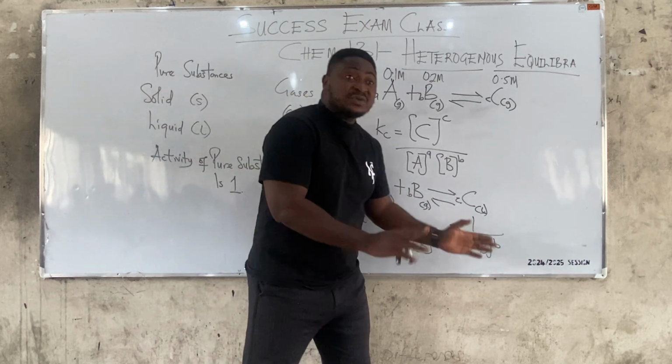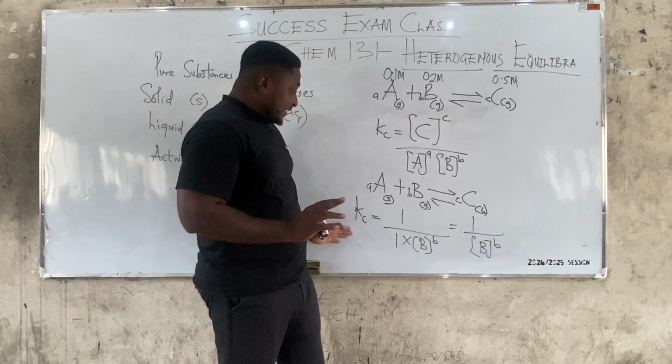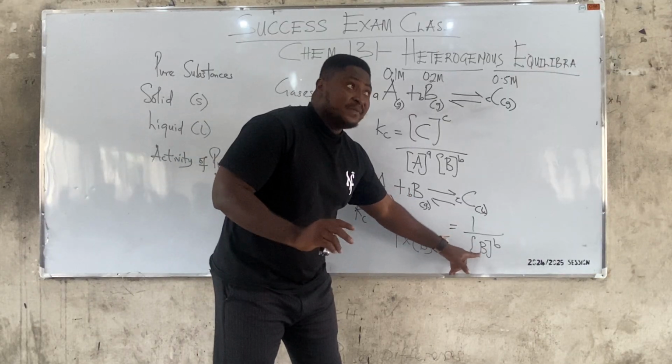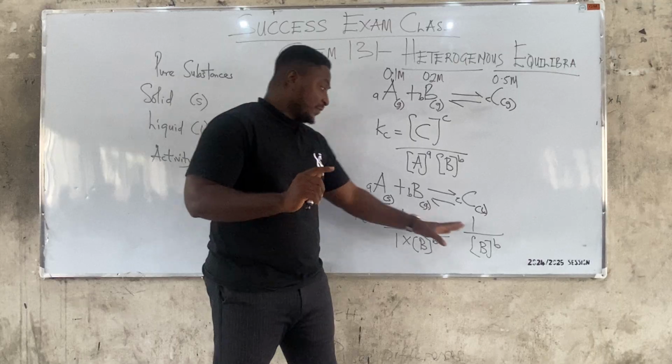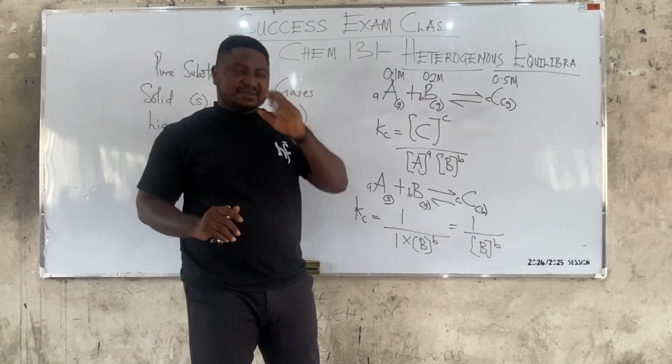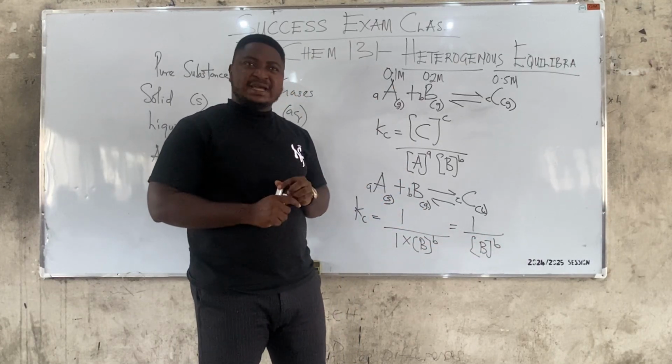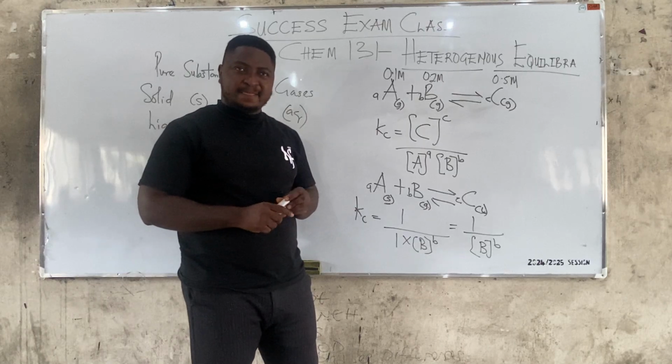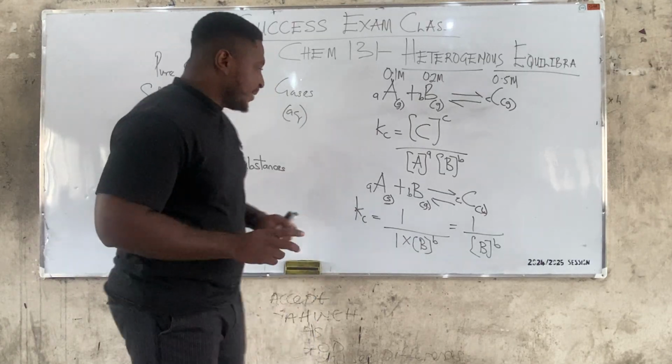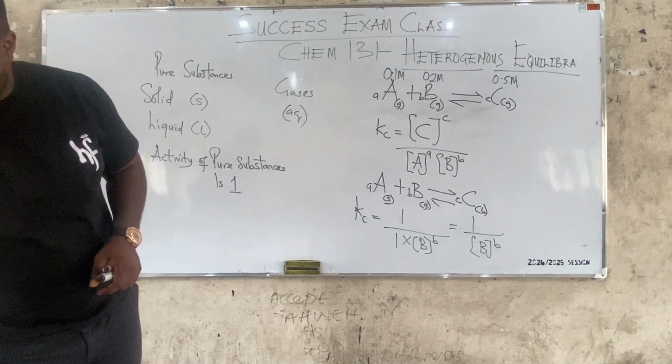Meanwhile, the B they gave you is enough to get your answer. Kc is just 1 over the concentration of B raised to the power of its coefficient, and you are done. So please take notes. Please take note of another aspect of heterogeneous equilibrium. Let's see if I have a question that we can use as an example.